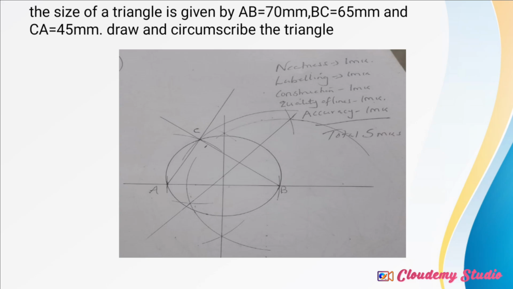To bisect side BC, I stood at point B, stretched my compass to at least more than half of that line, and made an arc above and below the line. I transferred the same setting to point C. Using the same radius, I made an arc above and below line BC, and I joined them. That formed my first perpendicular bisector.